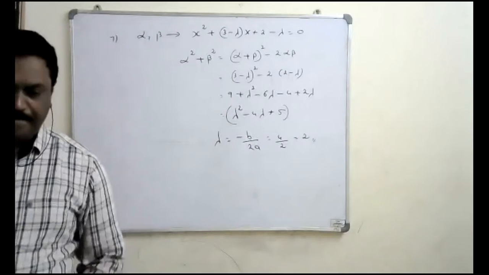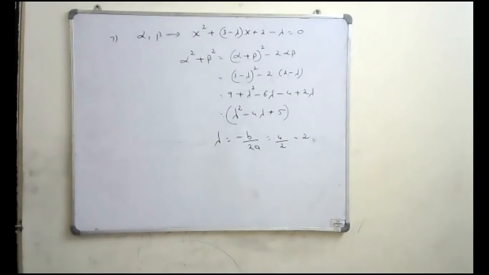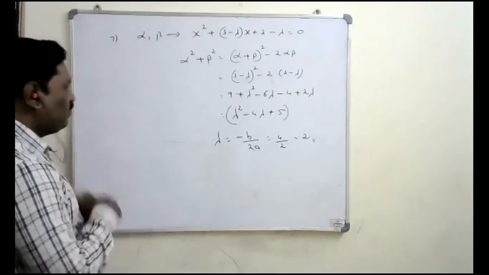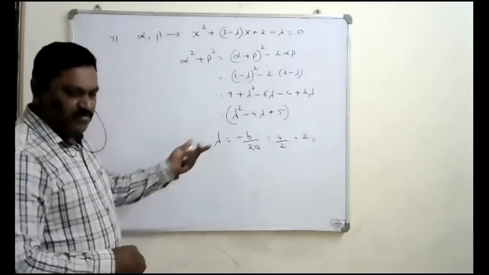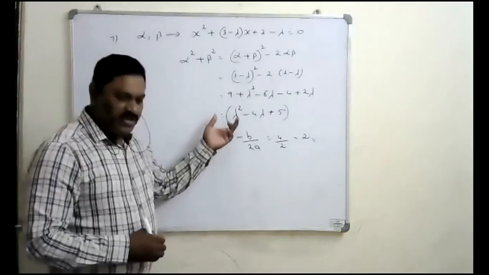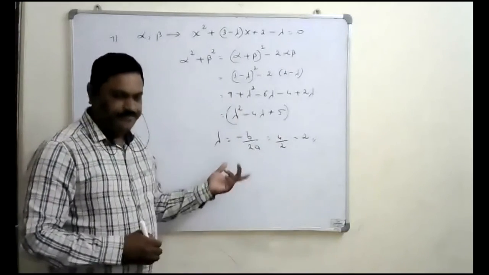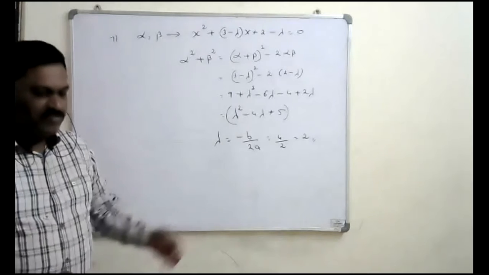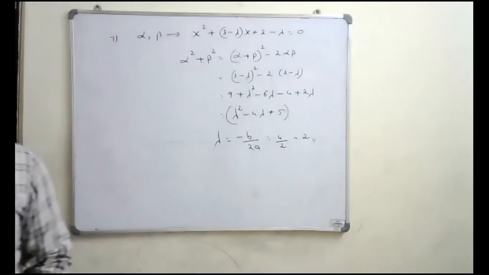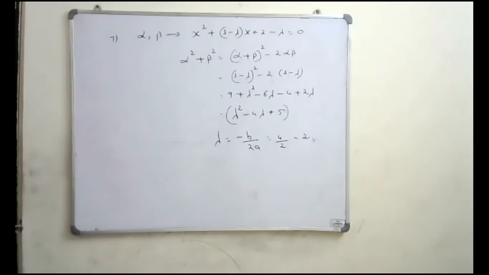Take that. Sometimes they may also ask what the minimum value is. How do you find the minimum value? By using the formula (4ac minus b square) by 4a, you can calculate that.